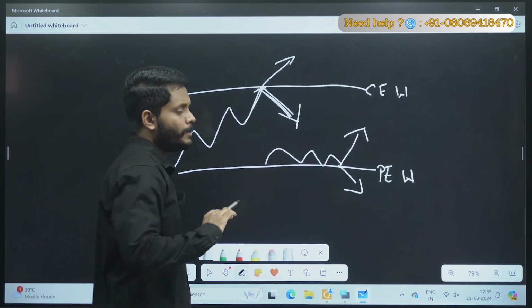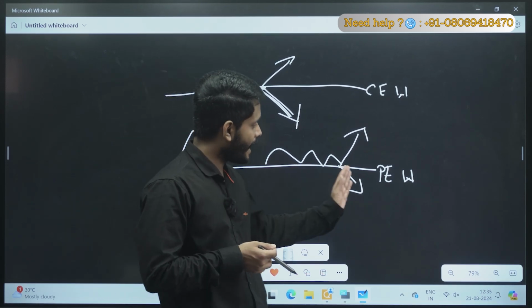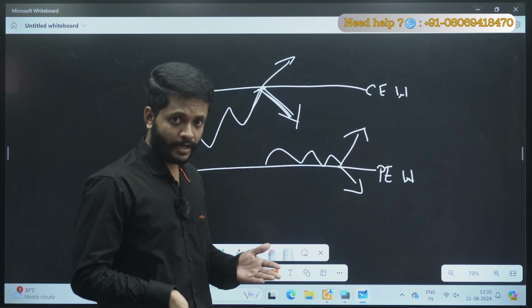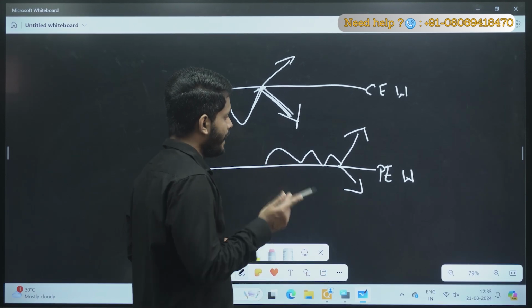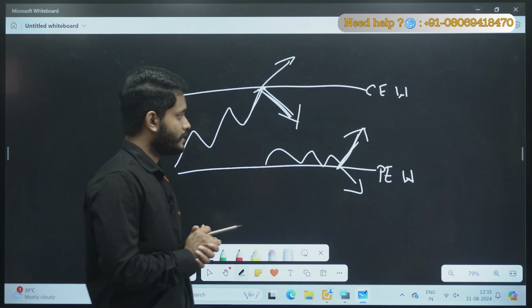Same case with the put side, or the support side, you can say. If more and more put writers are adding their positions instead of unwinding, that is a strong signal and we can say that the stock might revert on the upside, correct?